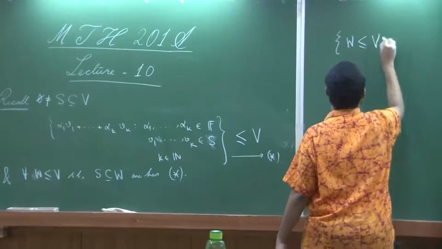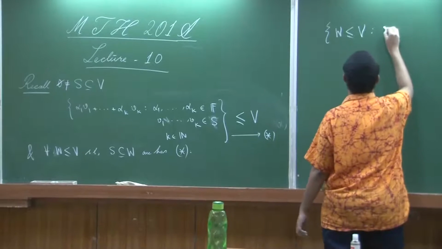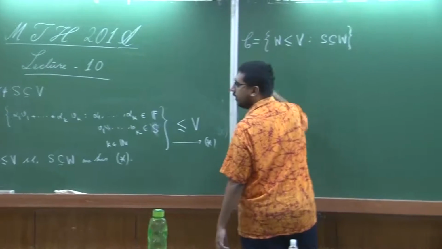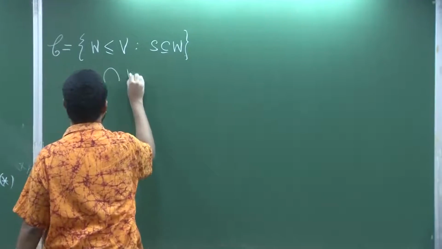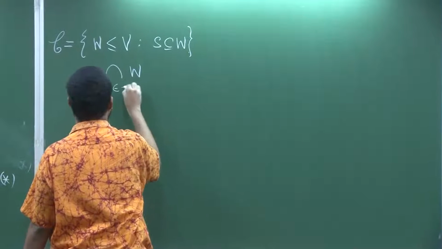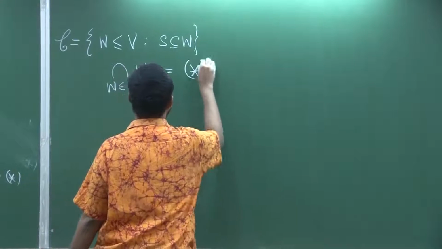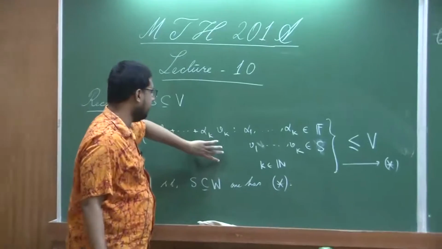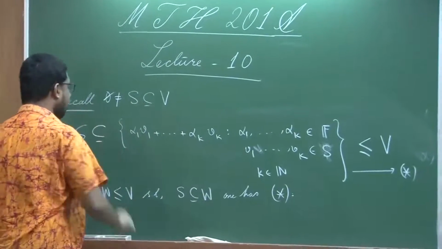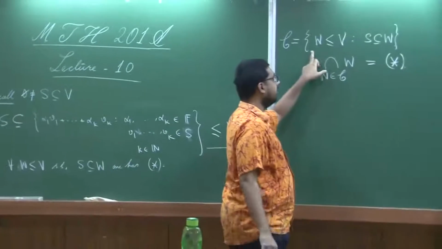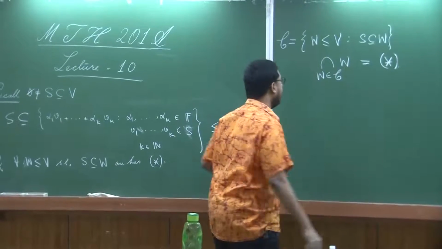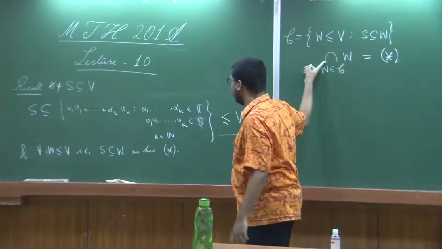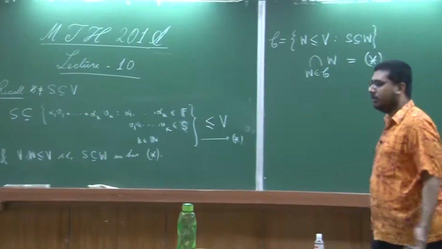We can consider the family of all subspaces of V which contain S. If we call this C, then the intersection is also equivalent to star in exactly the same way, because this contains S. So, this star lies here. Therefore, the intersection will be a subspace of star, and since star is contained in any such W, the star will be contained in the intersection, hence they will be equal.